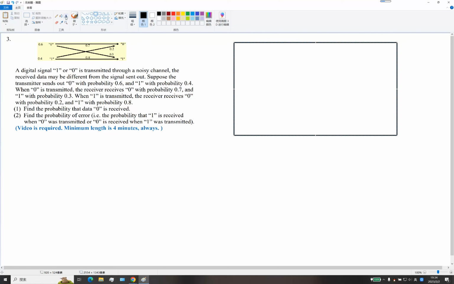This is the whole space of events. First, we can look at the transmitter side. There are only two events: either we send 0 or we send 1. The two events are mutually exclusive and together they occupy the whole space. So we can draw a line like this.